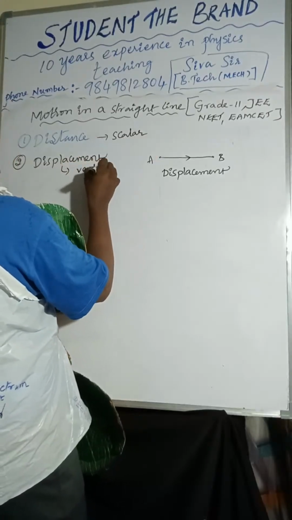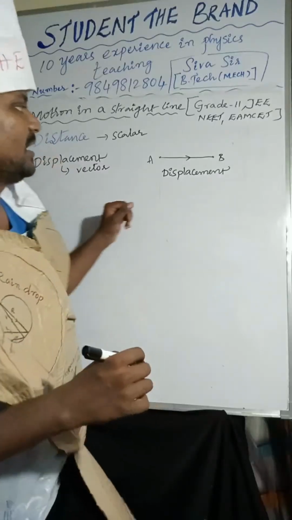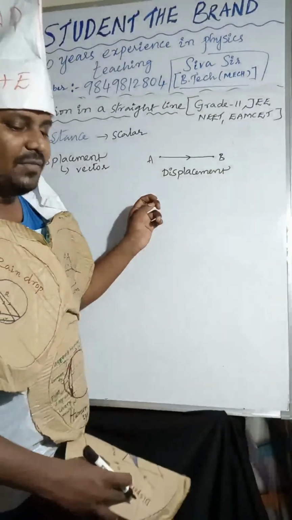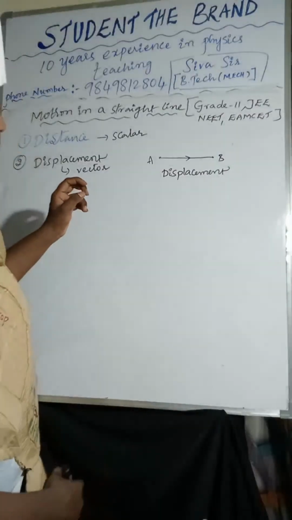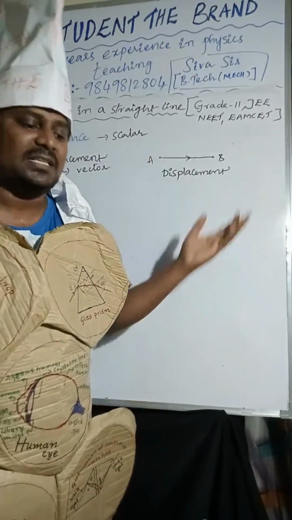Displacement is a vector quantity. Distance is a scalar quantity. So why are we taking displacement as a vector quantity? Because in displacement we have direction, so magnitude as well as direction.